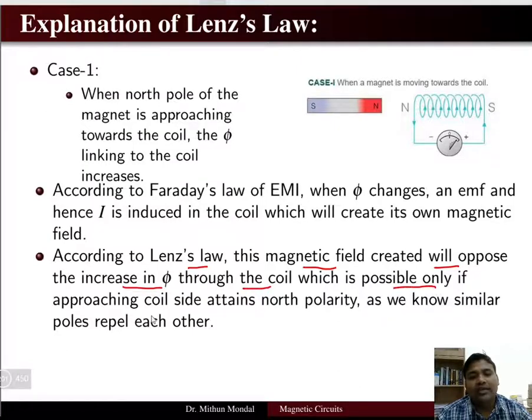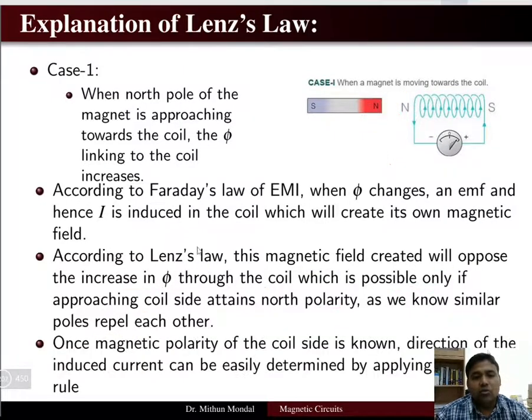Now according to Lenz's law, this magnetic field created will oppose the increase in flux through the coil, which is possible only if the approaching coil side attains a north polarity. As we know, similar poles repel each other. Now since the current produced in the coil will produce its own flux, which has to reduce the flux produced by the bar magnet, this is possible only if the coil attains a north pole here, because this north pole of the coil and the north pole of the magnet will repel each other and the flux will be reduced.